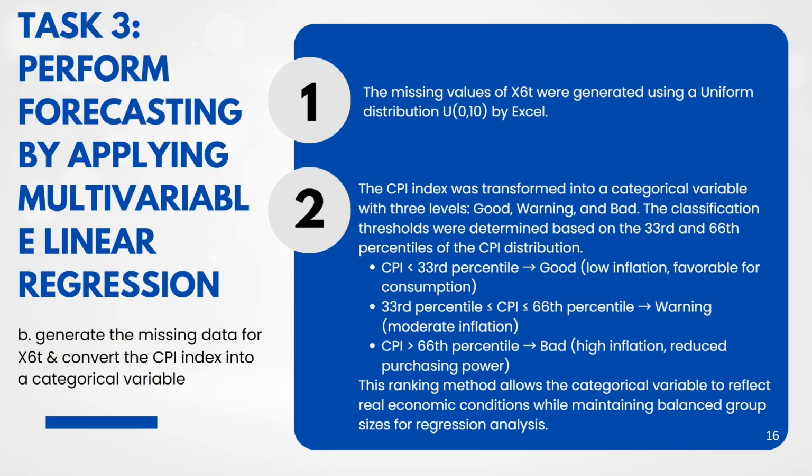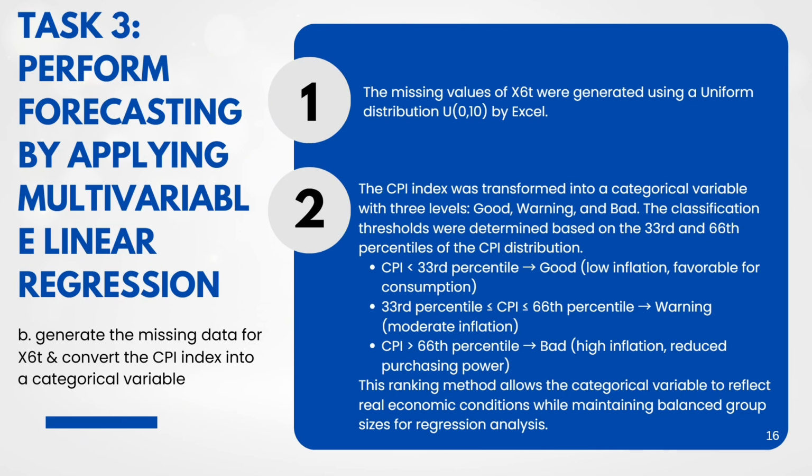Generate the missing data for X2T and convert the CPI index into the categorical variable. In addition, we create a variable x6 from a uniform 0 to 10 distribution in Excel. This serves as a purely random benchmark to test whether predictors appear significant.